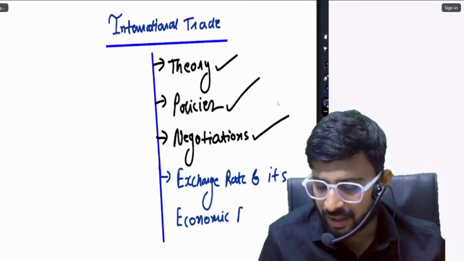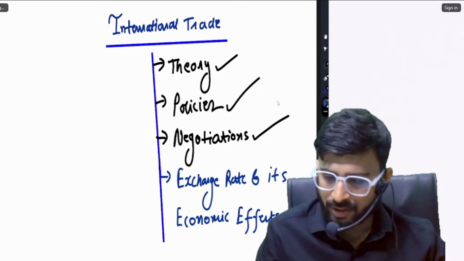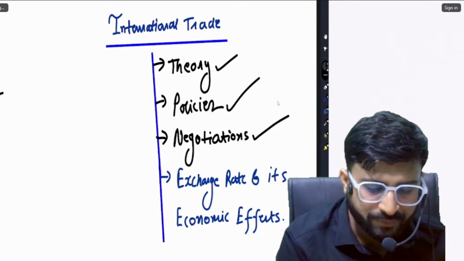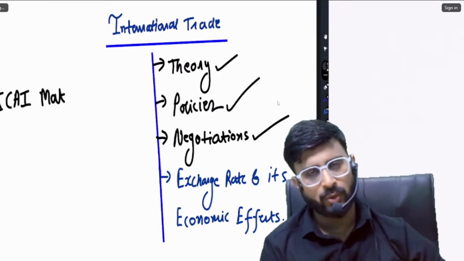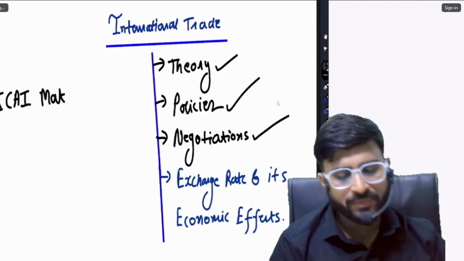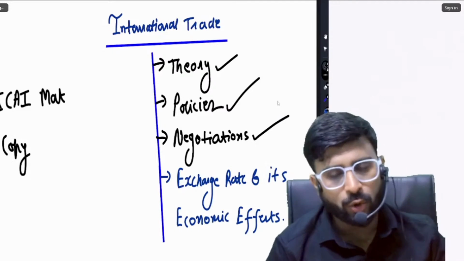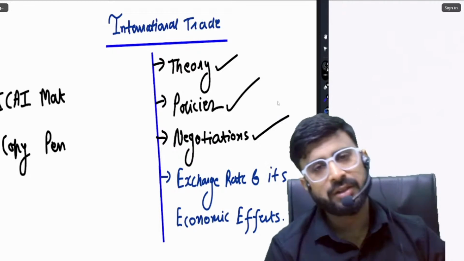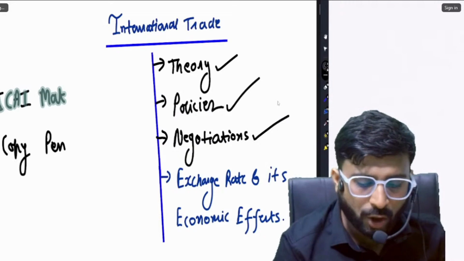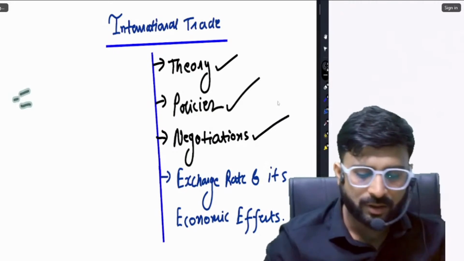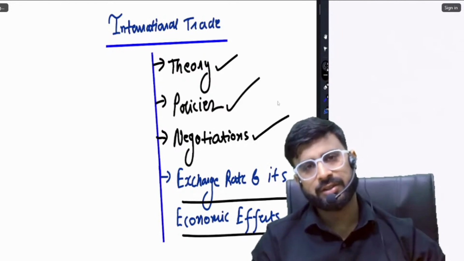Before I start the class, there are two to three things I expect you are sitting with. Number one, priority would be the ICAI material. I am hoping you are sitting with the ICAI material right now. Number two, a copy where you are maintaining your notes, and a pen. Please be seated with this, because there is a lot that we have to discuss today. Okay. All right. So, exchange rate and its economic effects.